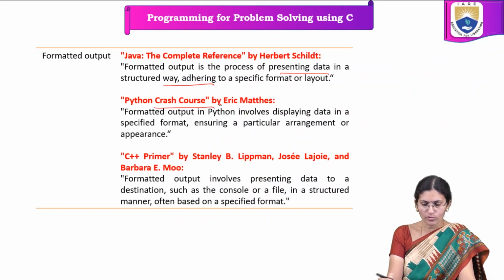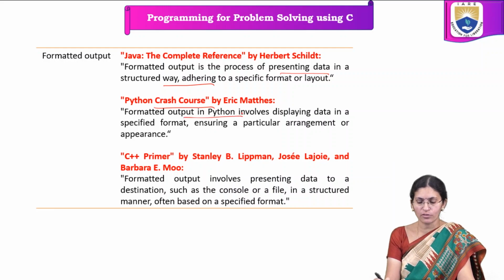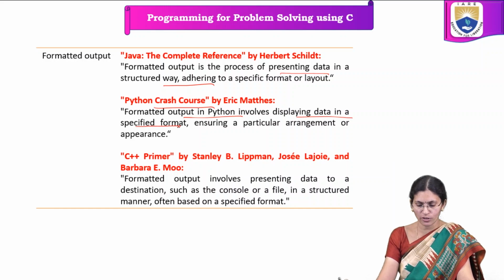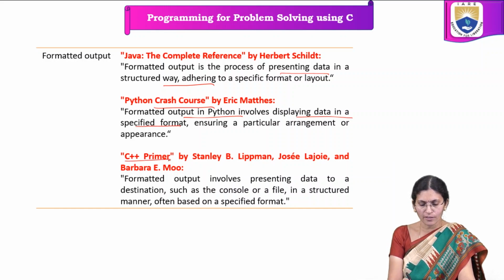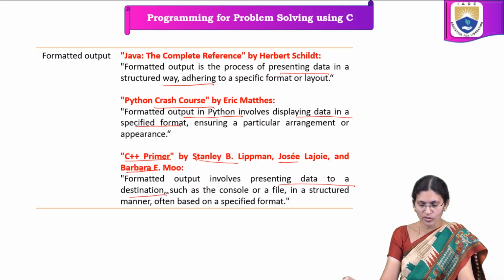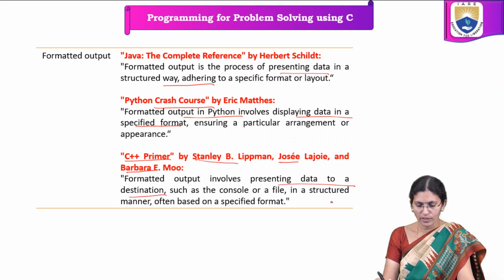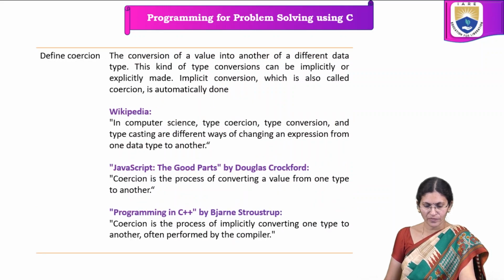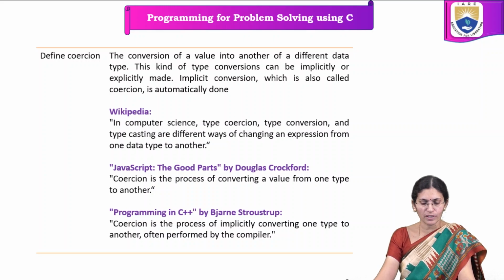So in Python Crash Course by Eric, formatted output in Python involves displaying data in a specified format, ensuring a particular arrangement or appearance. Then in the textbook titled C++ Primer by Stanley, Josie and Barbara, formatted output involves presenting data to a destination such as console or file. So we can print the data on the screen, so that screen is nothing but the console, or the file, in a structured manner based on a specified format. So these are the various definitions of formatted output.